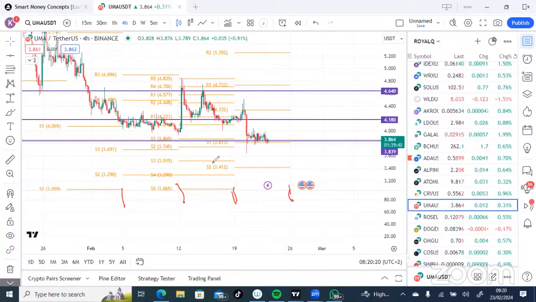Now, this is support 1, this is support 2. This is the pivot. This is the pivot here.